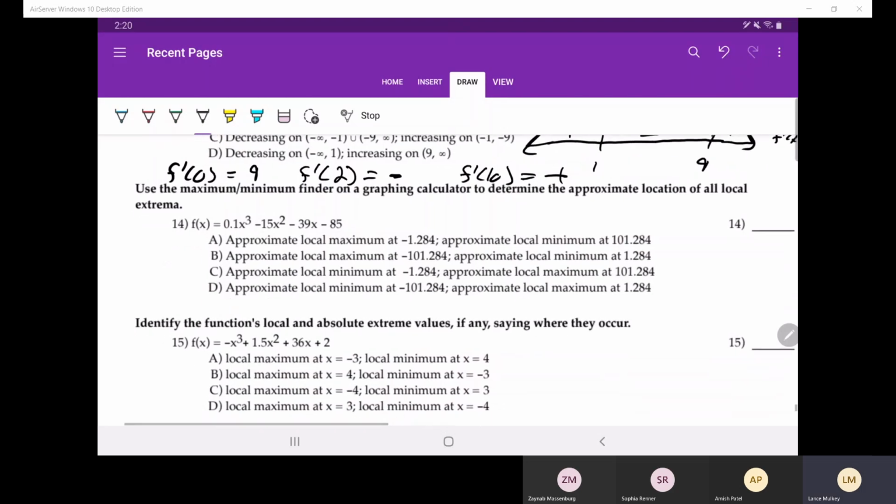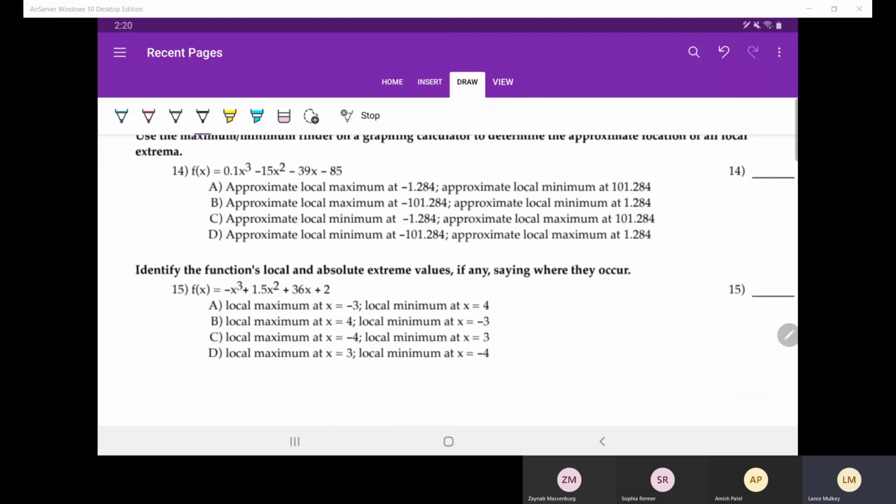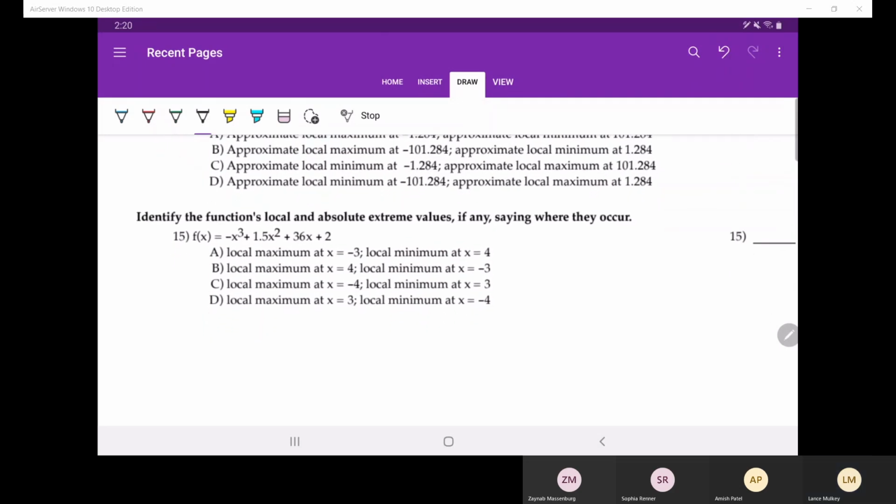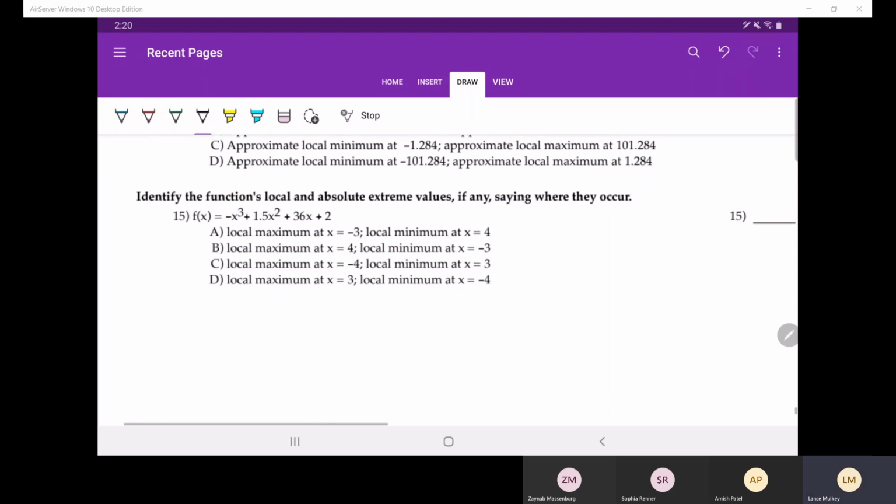I'll go over the one below, and then I'll go do any of the rest. Yeah, that question: find the function's local and absolute extremes, if any, and where they occur. So you want the absolute extremes. There's no range on this one, so this is over negative infinity to infinity. So we start out, as always, almost, by taking the derivative.